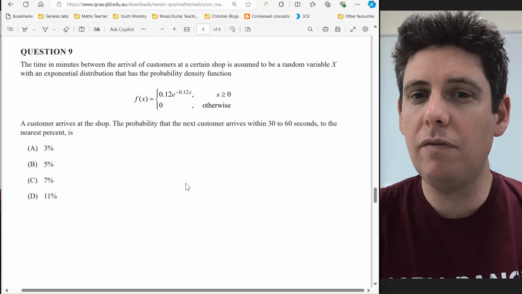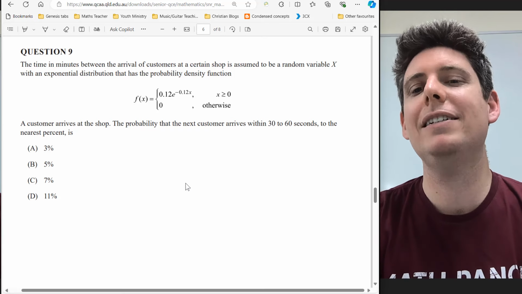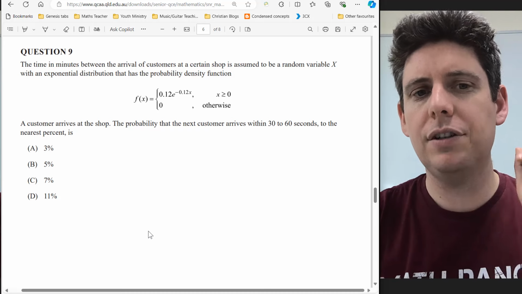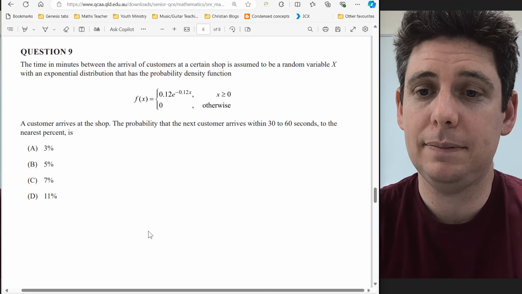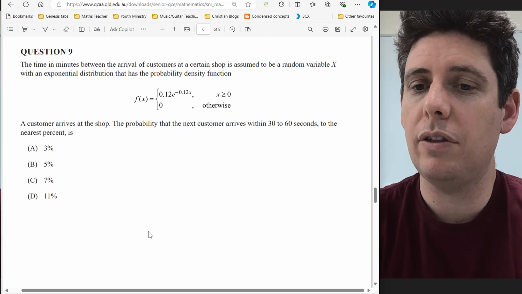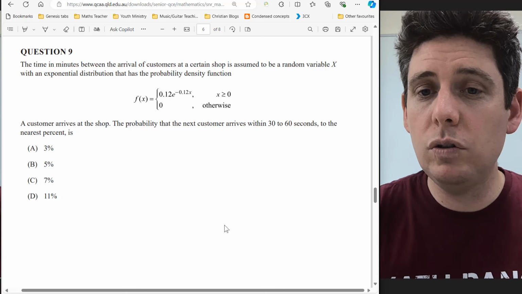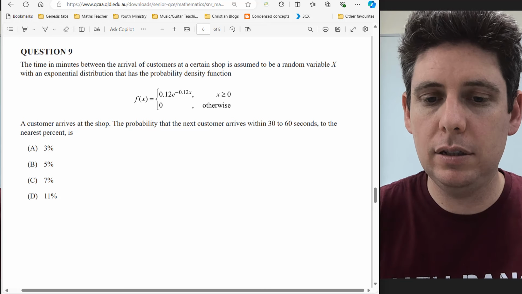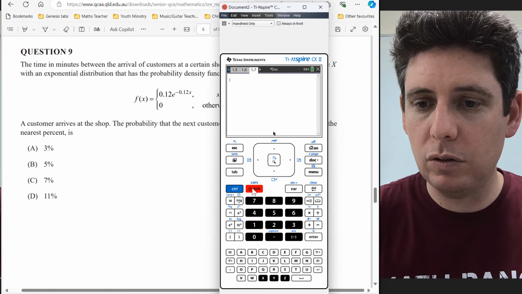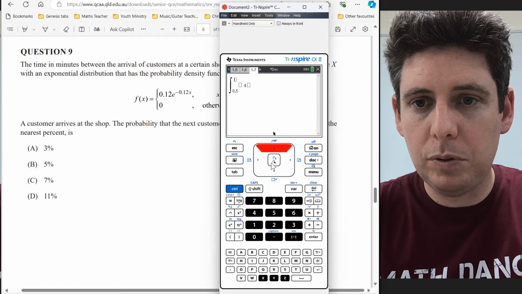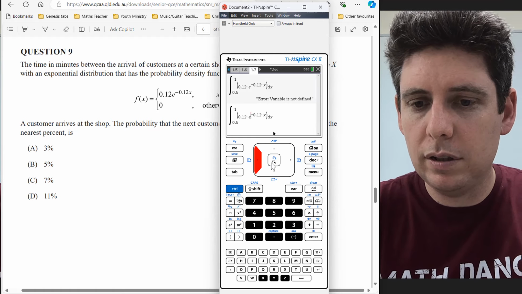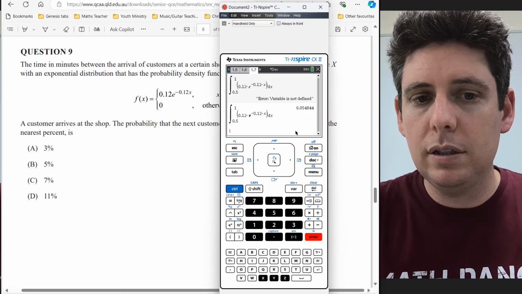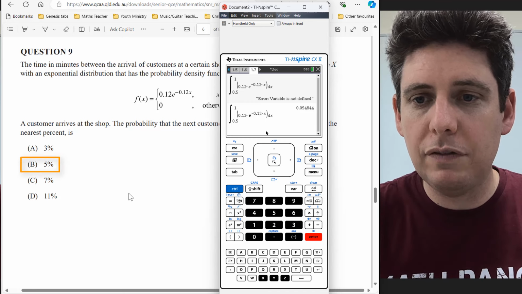All right, let's have a go at question 9. The time in minutes between the arrival of customers at a certain shop looks like a probability density function. Okay, so we have to figure out the probability that the next customer arrives within 30 to 60 seconds. Okay, so some things to note. X is in minutes, and the question's asking probability within 30 to 60 seconds. So we need to do the integral between 30 to 60 seconds, or 0.5 minutes to 1 minute. So the shortcut for integral is shift plus, type in your parameters. Oh, and yes, of course, it doesn't know what E is. So there we go. So the answer is B, 5%.